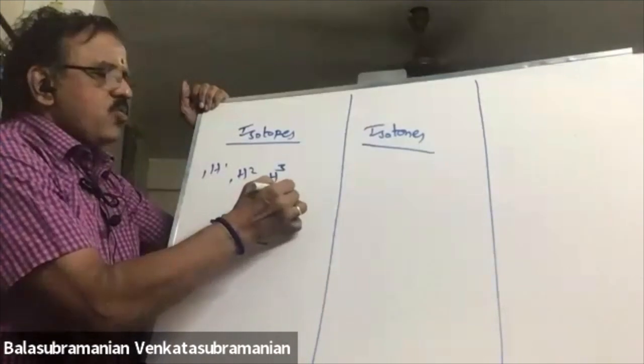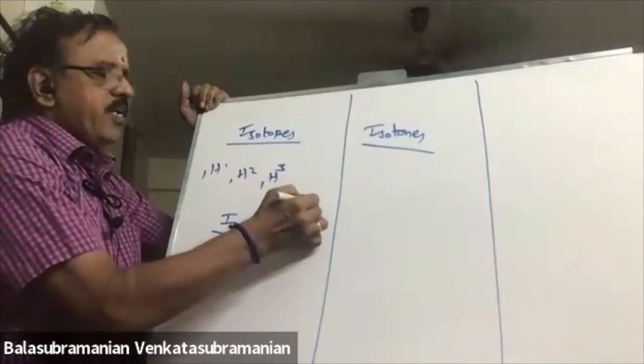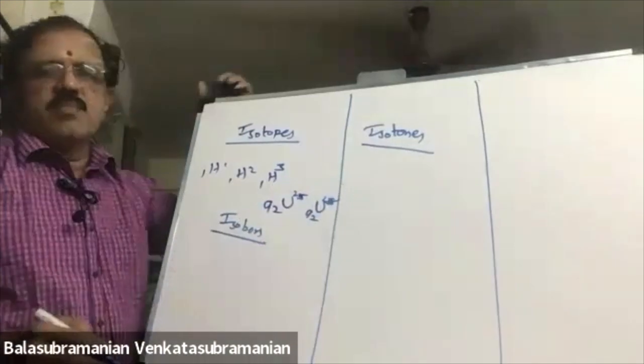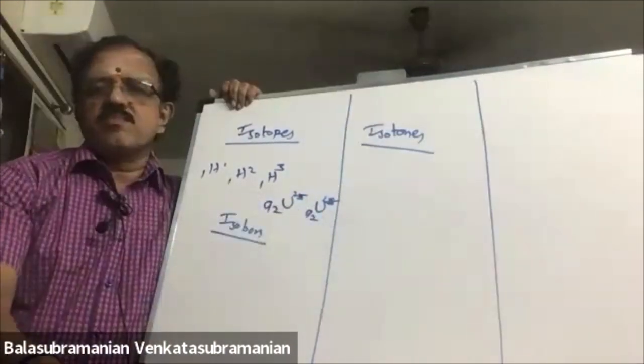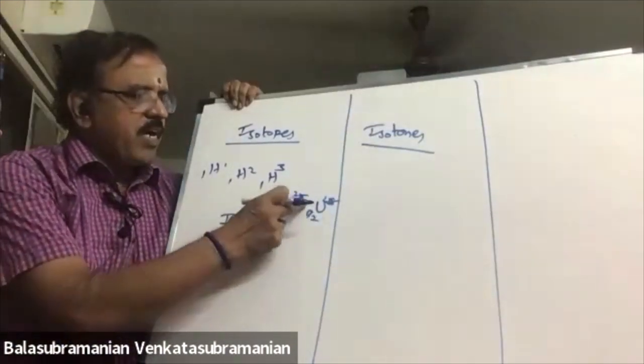Uranium, 92U235, 92U238. Isotope of uranium. Same atomic number, different mass number.